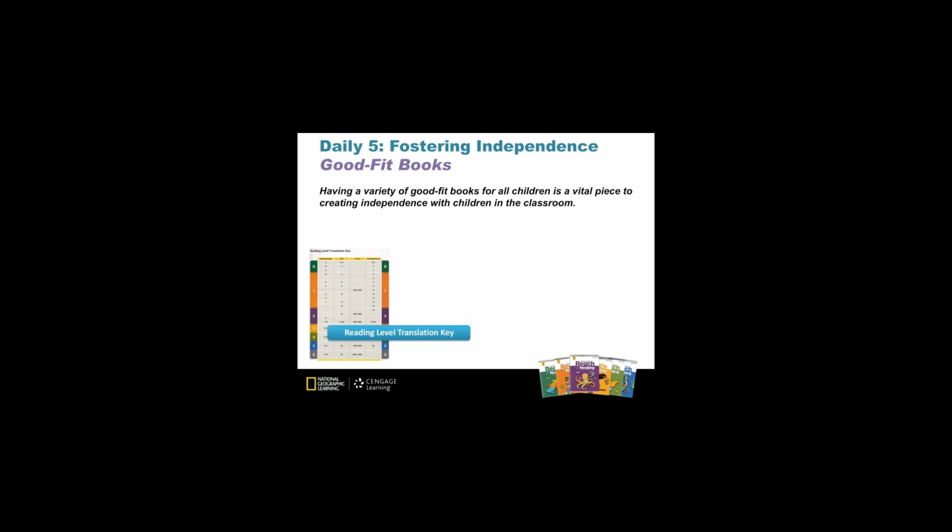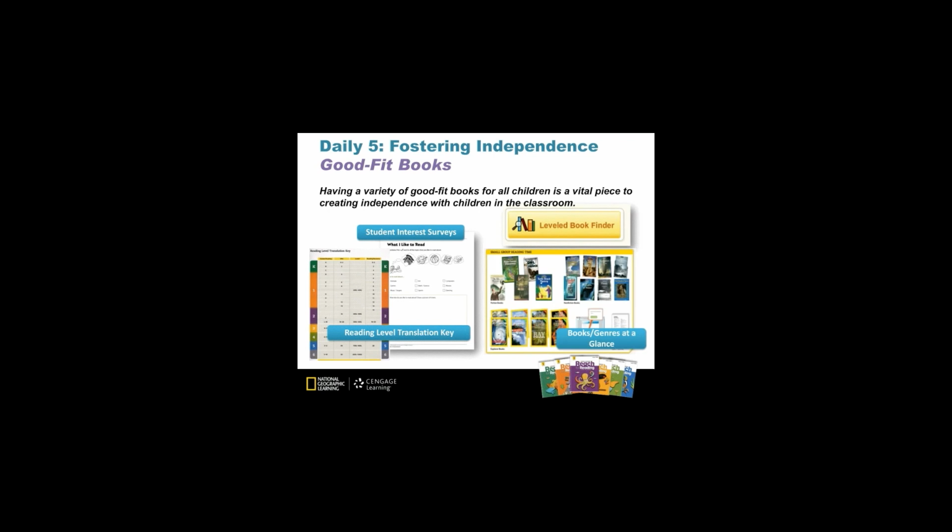Reach for Reading has several resources that can assist teachers in setting up their classroom libraries. The reading level translation key uses reading levels that can be matched with the Common Core State Standard Lexile bands by grade level. This will assist teachers in the text complexity piece. On the teacher side of MyNG Connect, under Resource Directory, they will find student interest surveys. The leveled book finder assists in matching readers with selections. The genres Books at a Glance provide a variety of text selections.